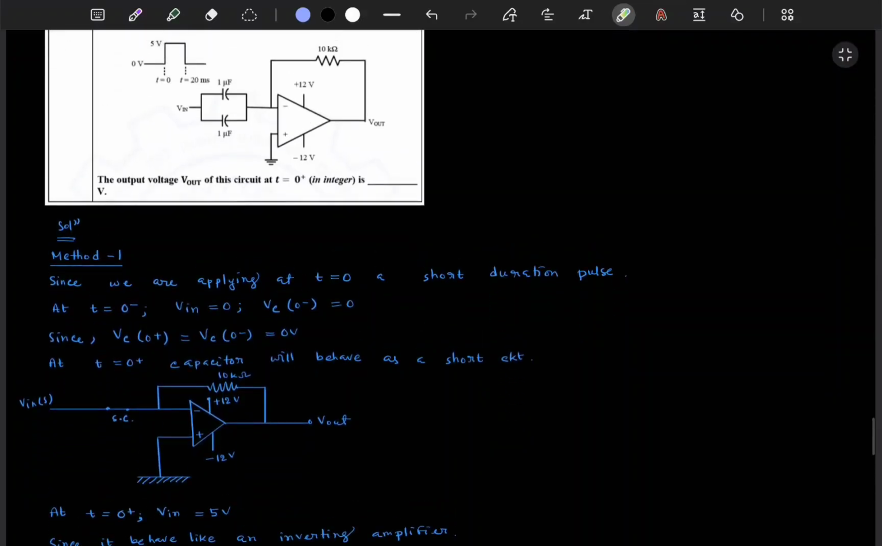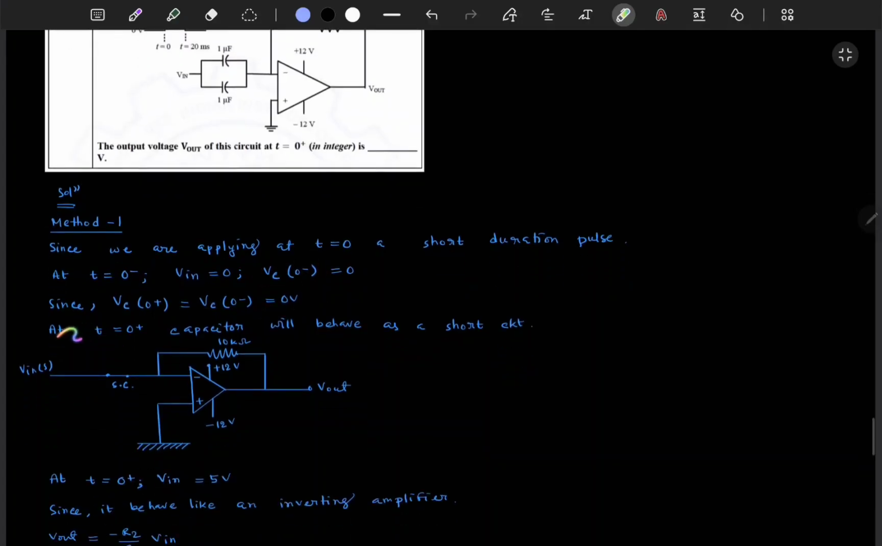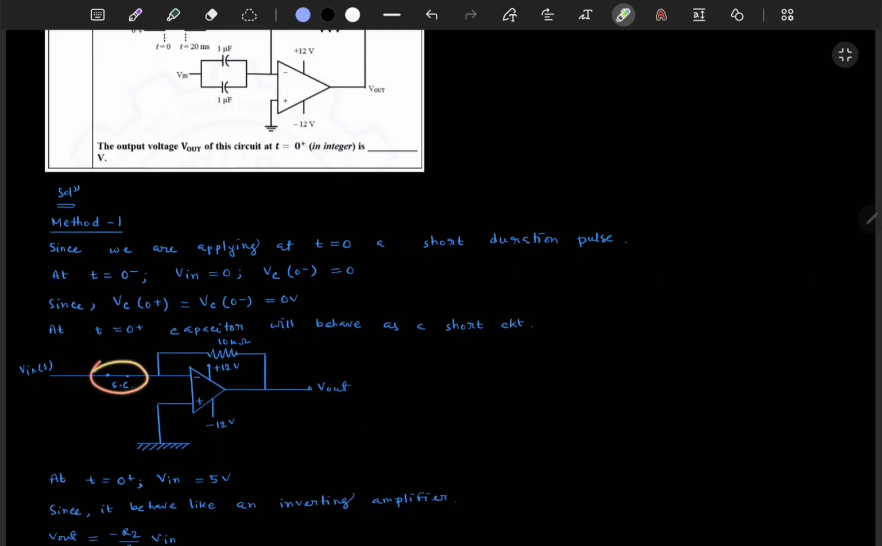Here two methods are there. The first method is, since we are applying this input at t equal to 0, it is a short duration pulse. At t equal to 0 minus, Vin is 0, and Vc at 0 minus is also 0 because initially uncharged, already mentioned. Since Vc at 0 plus equals Vc at 0 minus, also 0, because a capacitor cannot change its voltage immediately, at t equal to 0 plus the capacitors will behave as a short circuit.